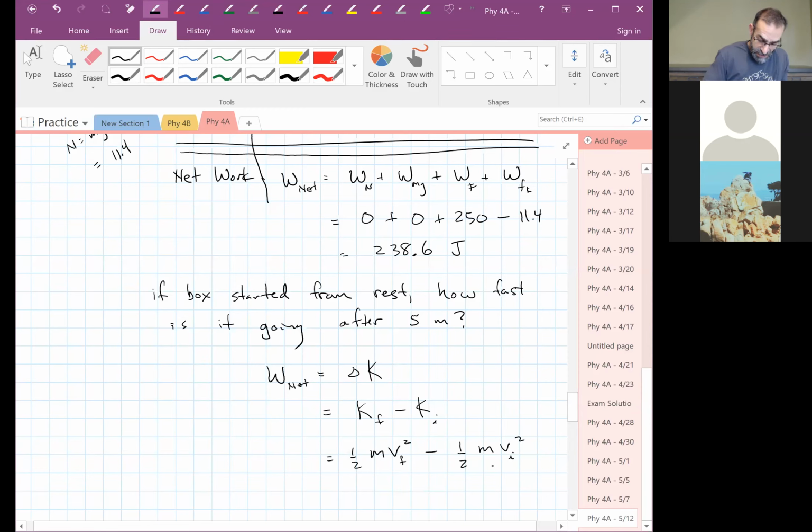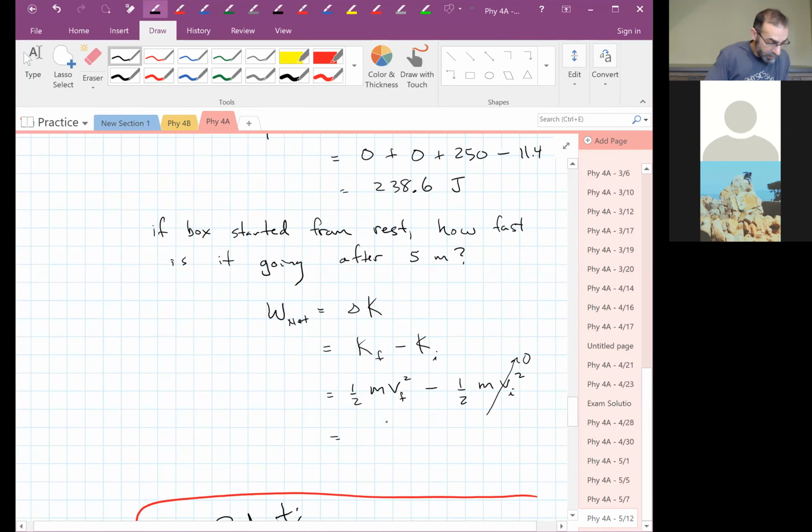And we said it starts from rest. So we get 1/2 the mass times V final squared has to equal 238.6. And I got V final equal to 6.9 meters per second.